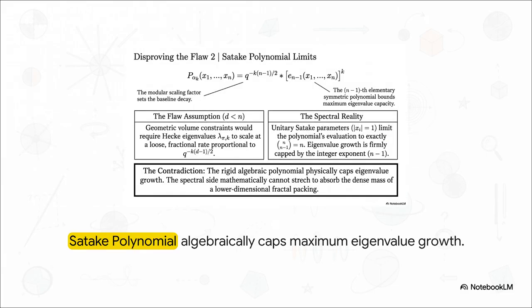The real genius of this proof is how eigenvalue growth is rigidly capped algebraically by the Satake isomorphism. Within this polynomial equation, focus right on that exponent k on the elementary symmetric polynomial. Because the unitary Satake parameters have to lie on the complex unit circle, the maximum evaluation of that polynomial is strictly locked to the integer dimension factor. The eigenvalues simply cannot scale at some loose, fractional rate to match a lower dimension. The algebraic polynomial literally, physically caps the growth.